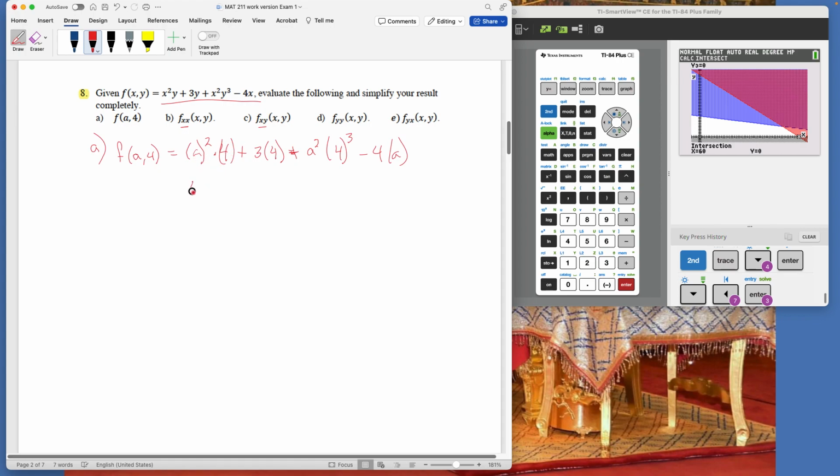And then we just clean up. Usually we put the numbers in front, so we'll list this as 4a squared. 3 times 4 is 12. 4 to the third is going to be 64 a squared, minus 4a. And then a squared has a like term, so 4 plus 64 gives us 68a squared minus 4a plus 12. So that's our answer to this one.